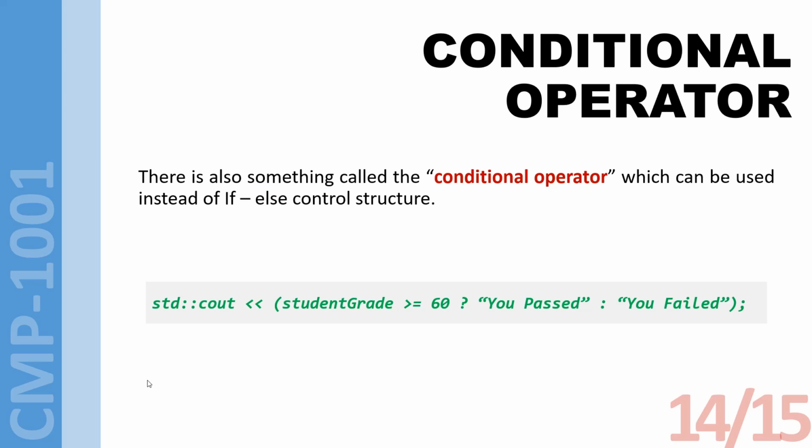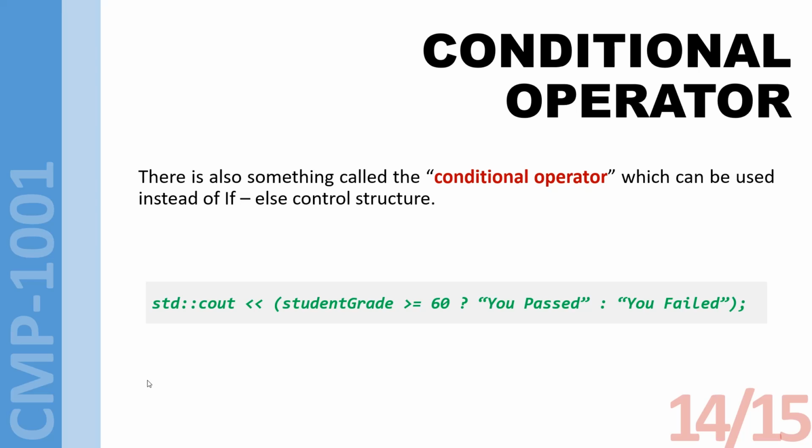Aside from the two conditional statements, the if and the switch, C++ also has a special conditional operator, which is very similar to the if-else structure. So instead of the first example that we have solved using the if and else, if the student grade is greater than or equal to 60, you say passed, otherwise say you failed, you can use something like this with the conditional operator. So the student grade greater than or equal to 60, question mark, which is the conditional operator.